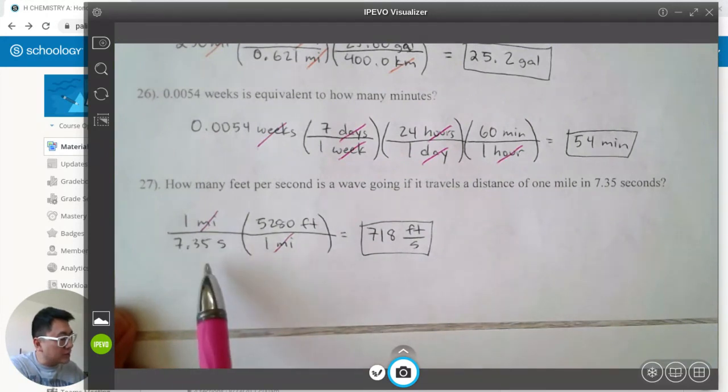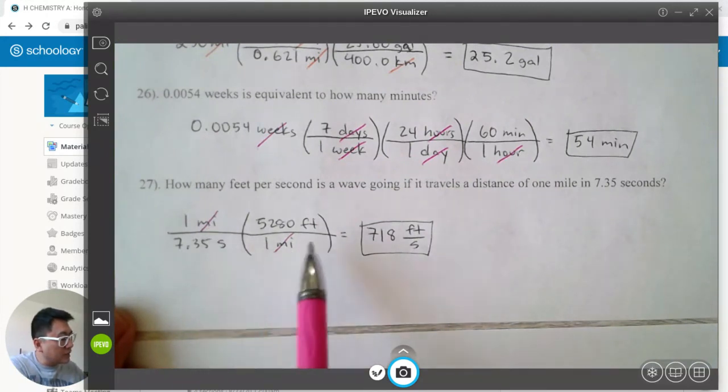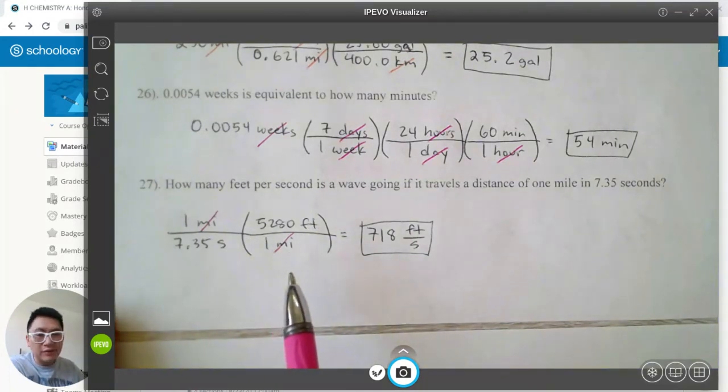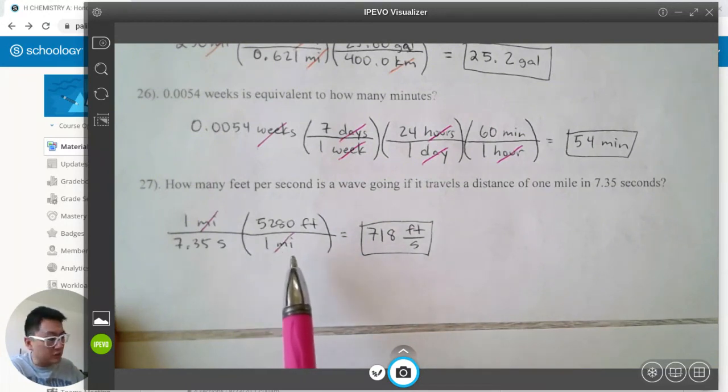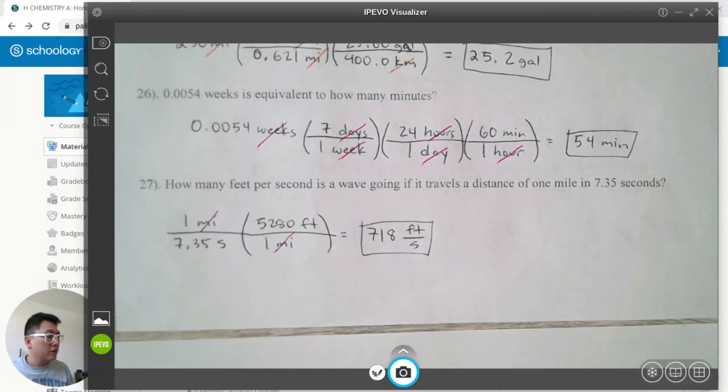So I have miles per second. I don't want miles per second. I want feet per second. All I'm trying to do is change miles into feet. 1 mile is equal to 5,280 feet. That's on the first page. Miles cancel. So what you have left are feet per second, or 718 feet per second.